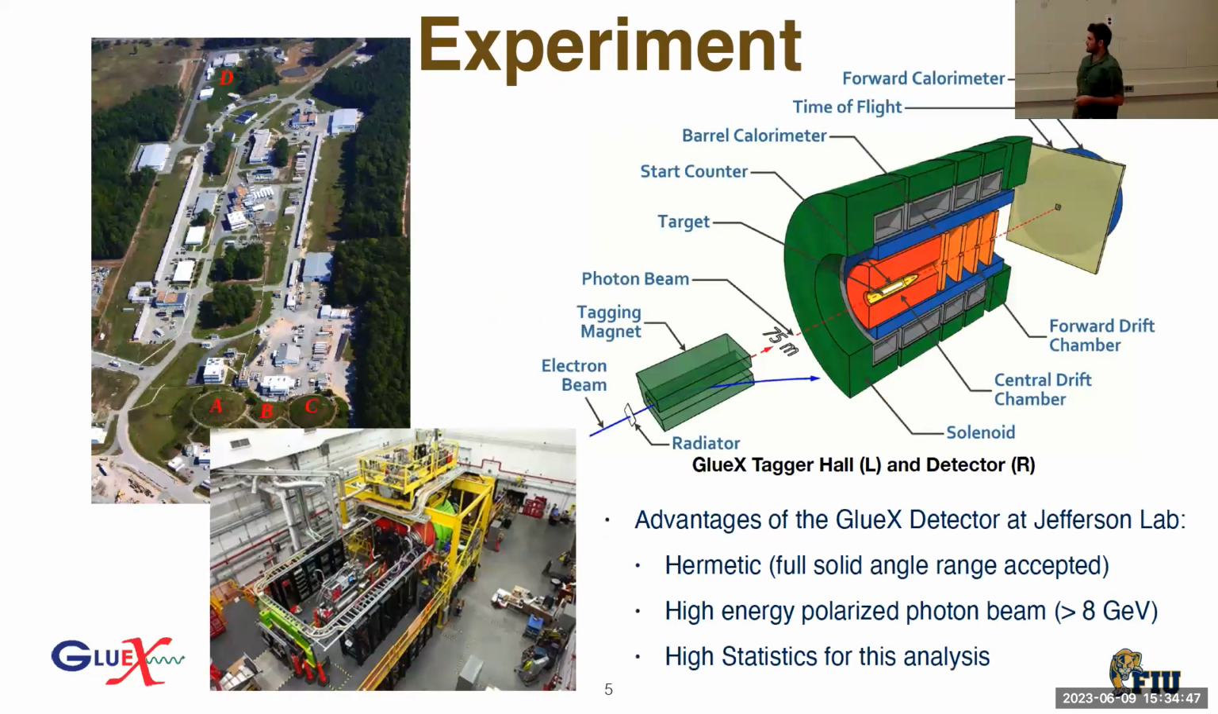And the facility that is used to carry out the research, to carry out the production data, is the GluX experiment in Hall D at Jefferson Lab in Newport News. Is that all the way over there? I have to stretch my arm out all the way.